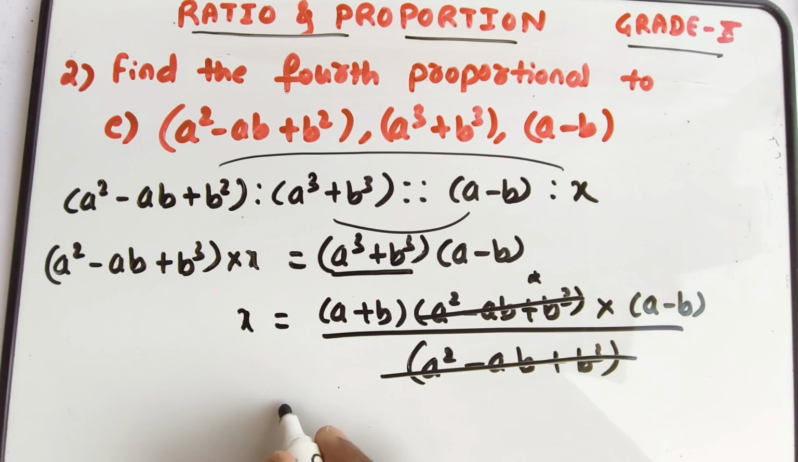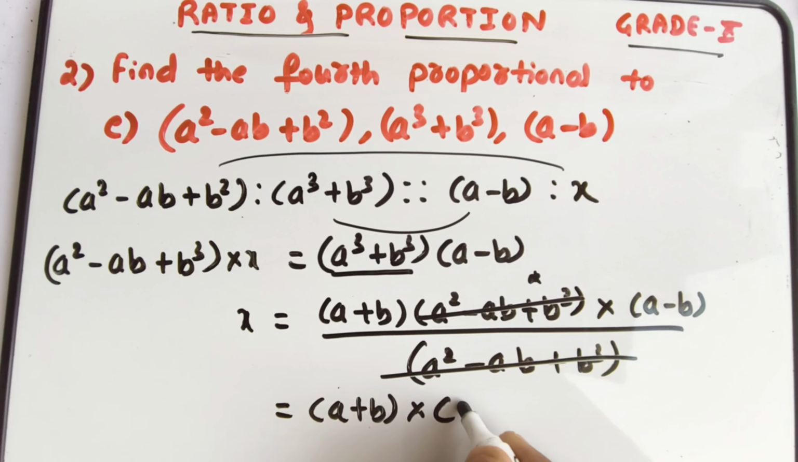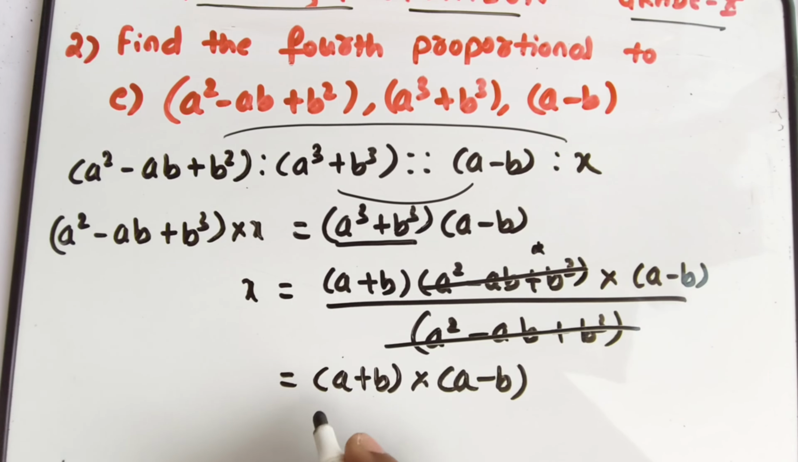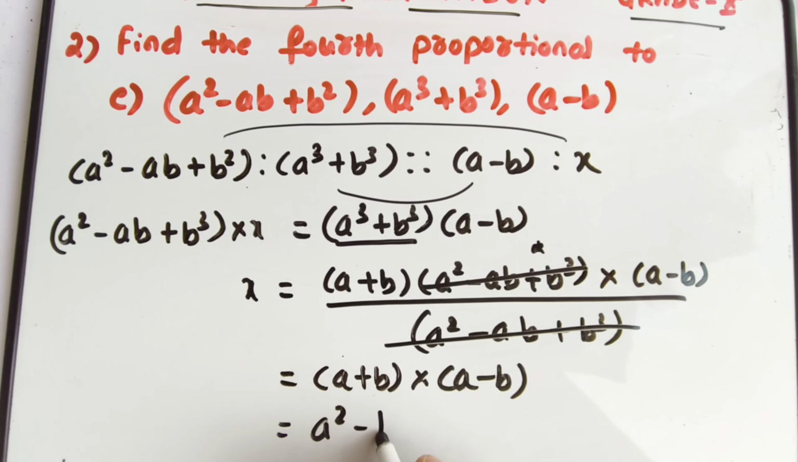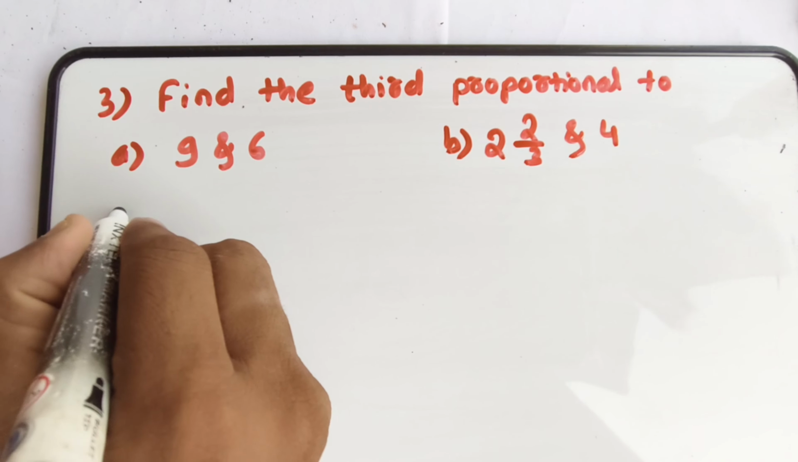Yes. Now what remained? A plus b multiplied by a minus b. Therefore, the value of x is a square minus b square. A plus b into a minus b is equal to a square minus b square.